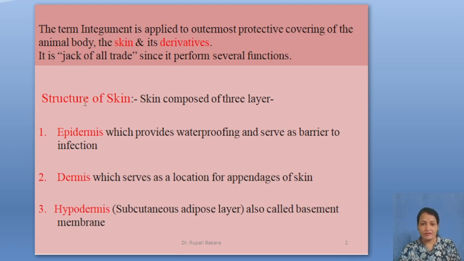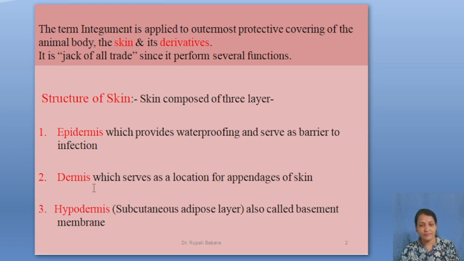Now we will see the different layers of skin. The skin is composed of three layers. First is the epidermis, second is the dermis, third one is the hypodermis. The epidermis is the outermost layer of skin that does not have any blood vessels. The nutrition is provided to the epidermis through the capillaries of the dermis. The epidermis has 5 different layers, which we will discuss later.